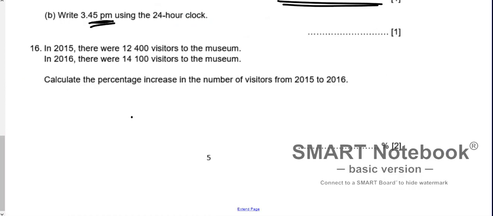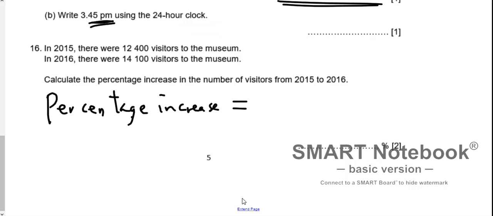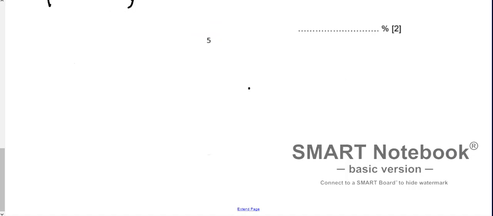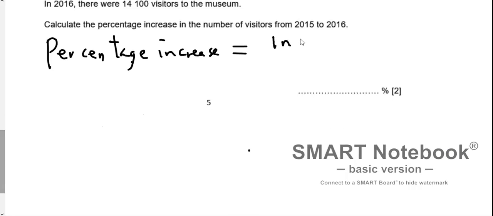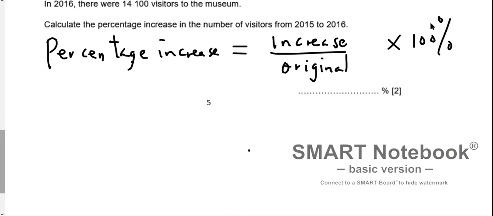Calculate the percentage increase. So the formula says percentage increase equals the amount which has been increased, divided by the original amount, then multiplied by 100%. Okay. Now let me find this increased amount.